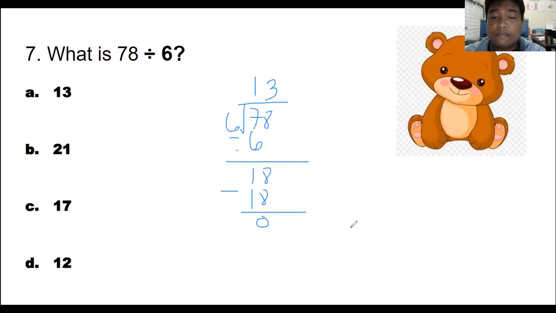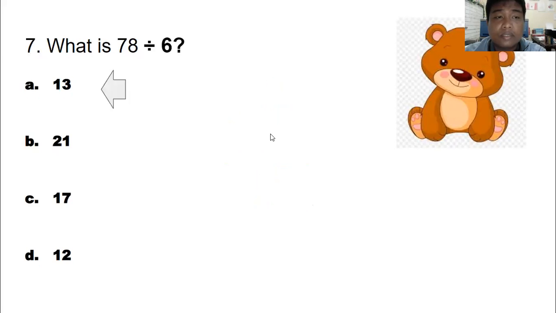Now let's find out if it is correct. If it is exact. So the answer is 13.